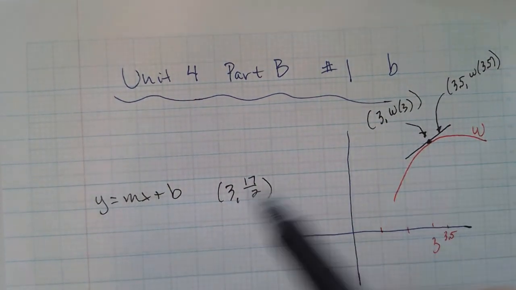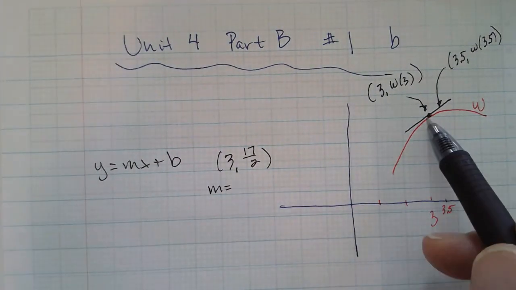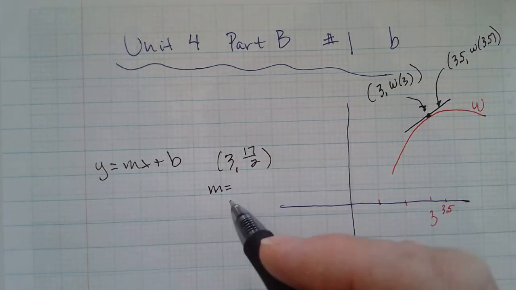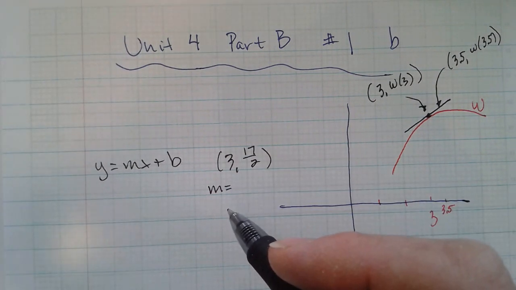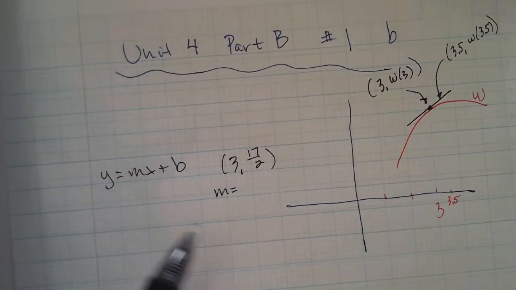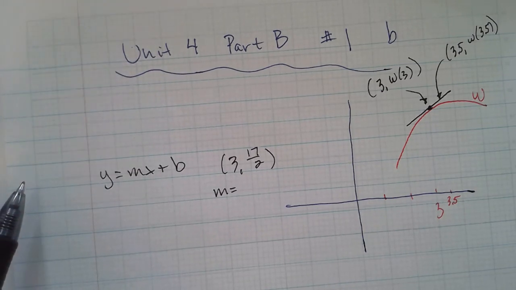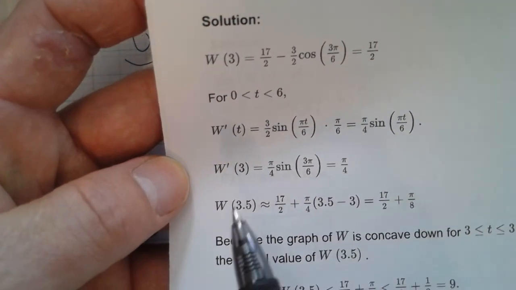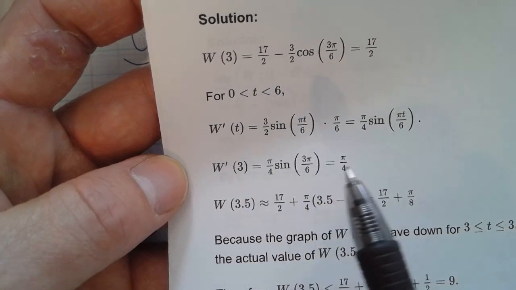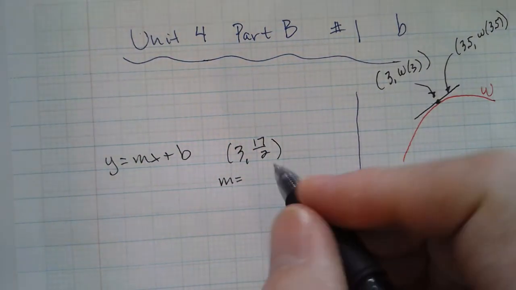Okay, now we just need to know the slope, and we can do algebra to find the equation of the line. The slope is just the derivative at that point. So W prime of 3. So we'd find the derivative of this, plug in 3. Let's see if they have that answer. So there's the derivative. Plug in 3, we get pi over 4. Okay, so our slope is pi over 4. Our m is pi over 4.